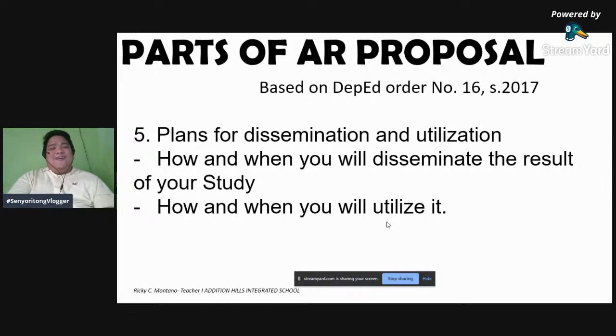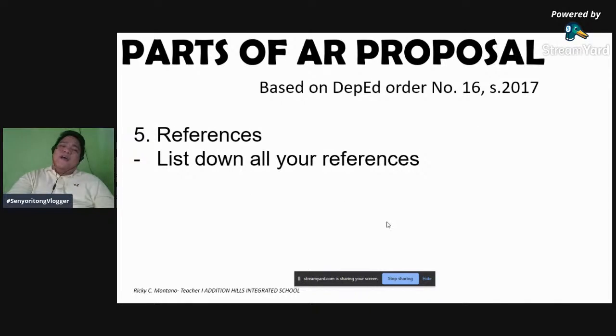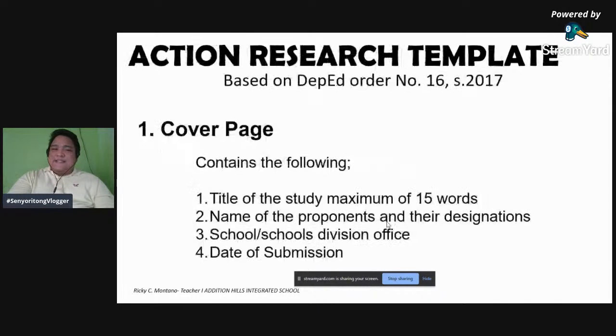Right? So all right, next is the plans for dissemination and utilization. So how and when you will disseminate the results of your study. Of course, as I have said, action research is meant to be shared. That is why there is dissemination and utilization, and how and when you will utilize it. Okay? And also you have to include the references.